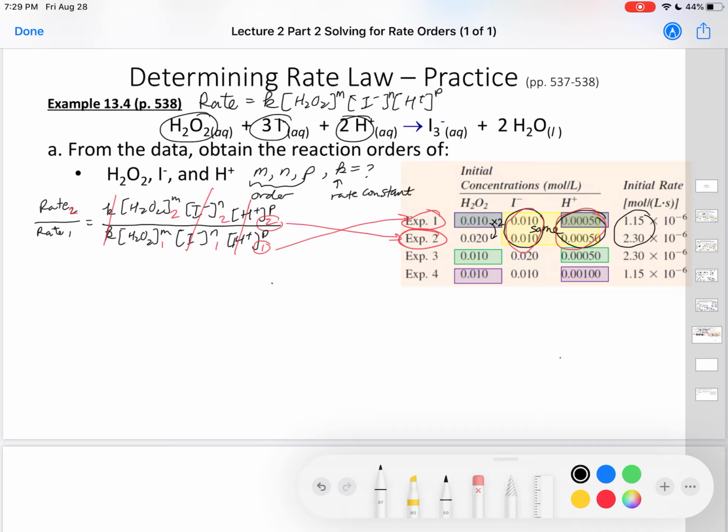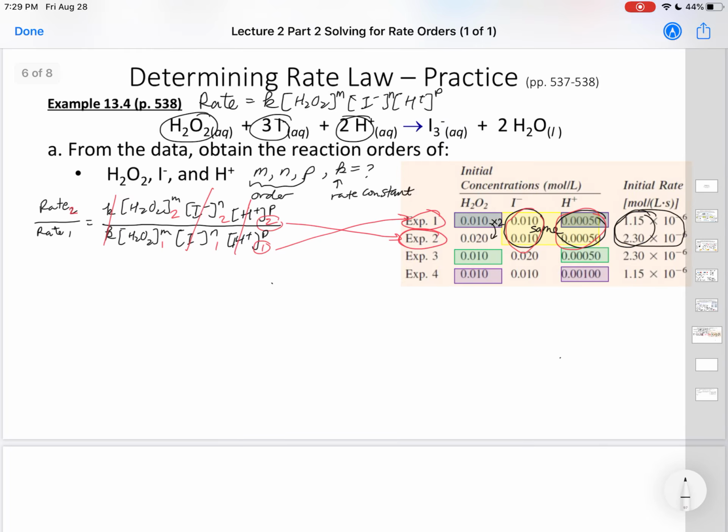So let's look at those numbers. The rates are here, so I'm going to plug those in. Rate 2 is 2.30 times 10 to the minus 6. Rate 1 is 1.15 times 10 to the minus 6. The H2O2 concentration is here. It's been doubled, so it is 0.020 to the m and 0.010 to the m. So 2.30 divided by 1.15 is 2, which equals 0.02 divided by 0.01, which is 2 to the m. So really, m must equal 1, right? 2 to the 1 is 2.